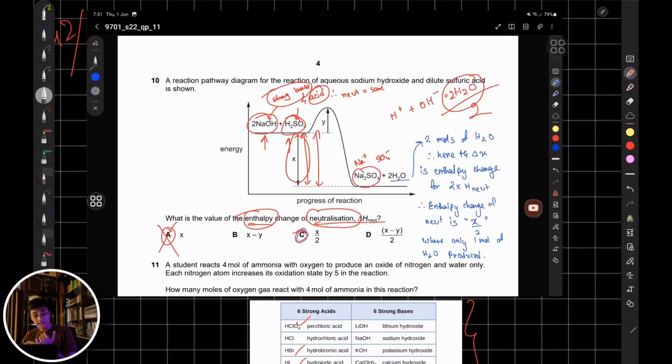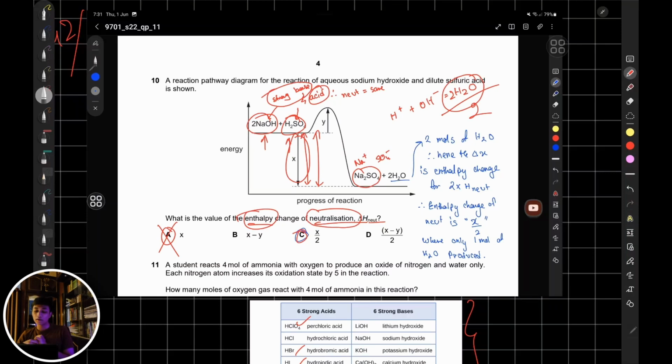Is it a strong acid? Is it a strong base? Is it a weak acid? Is it a weak base? Because the enthalpy changes can vary accordingly. So you would know from now on that if it's a strong base and strong acid, the enthalpy change of neutralization is not going to be different.